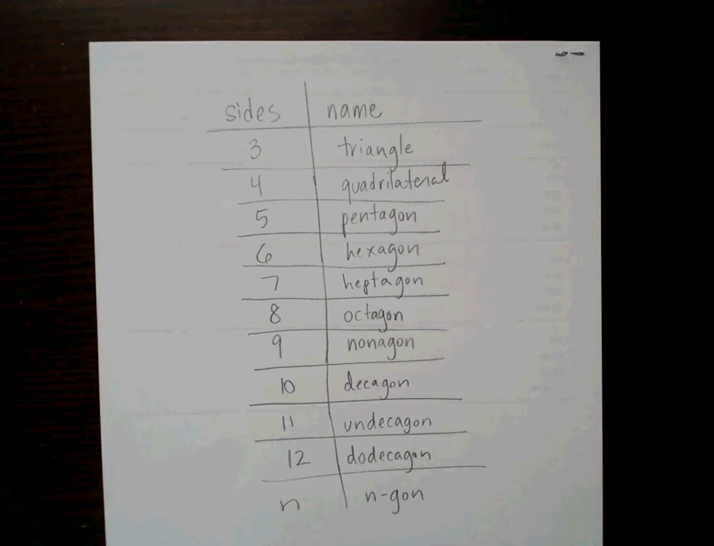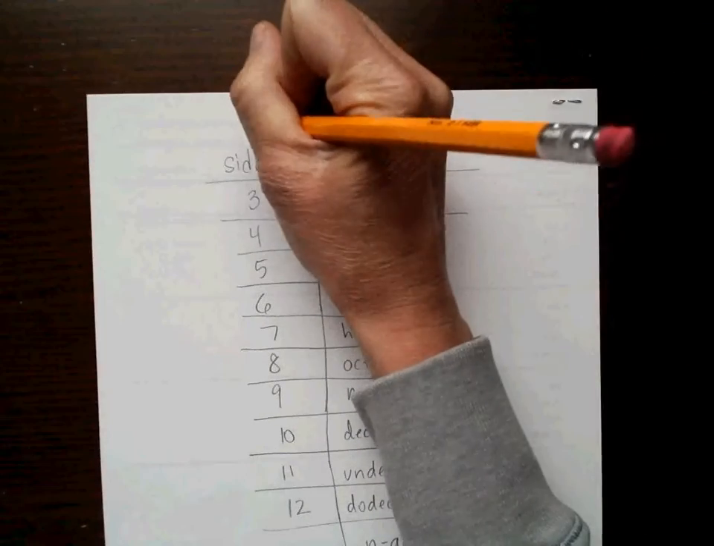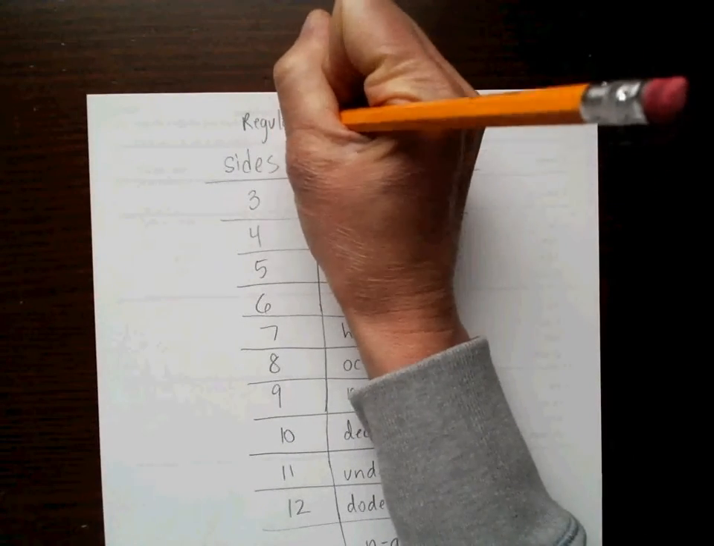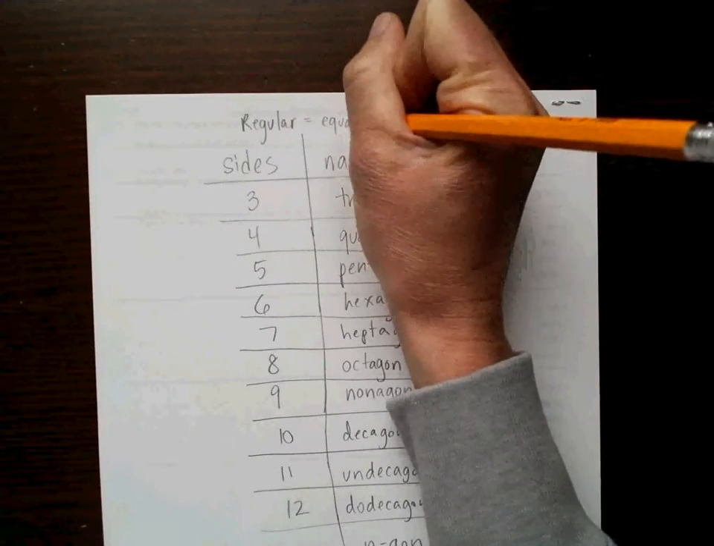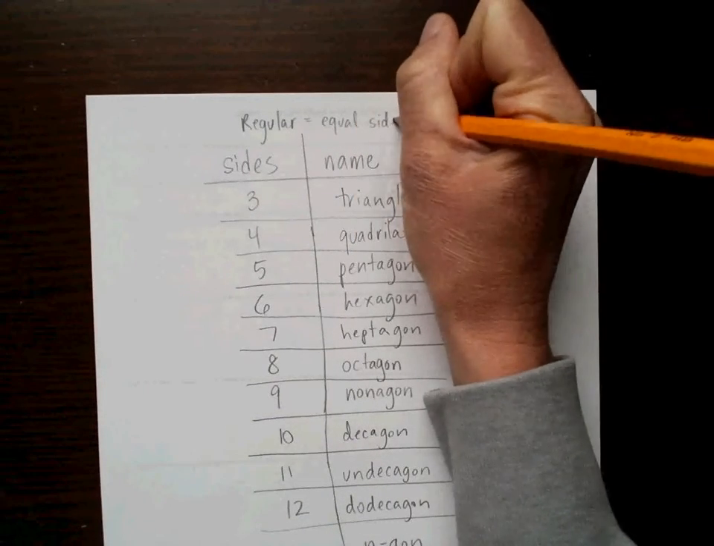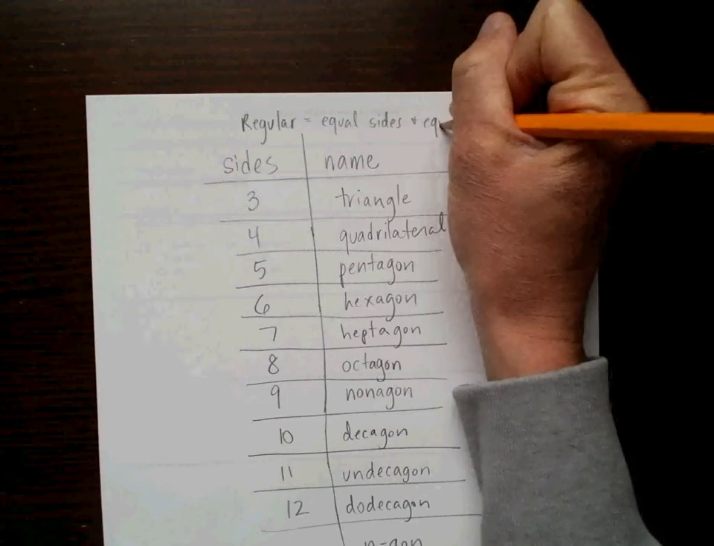Hi everybody. These notes are going to go with MathXL 10.6 and we are going to look at area of regular polygons. Regular is a vocab word we have looked at before, and regular means equal sides and equal angles. And we're going to be finding area of these figures.